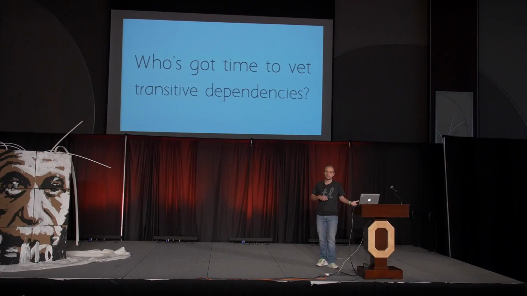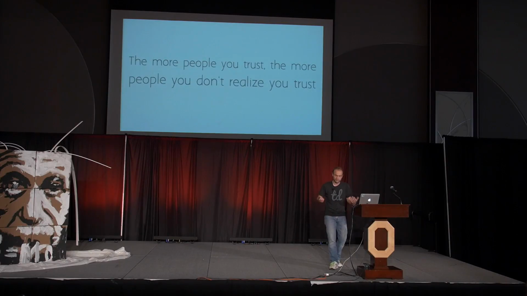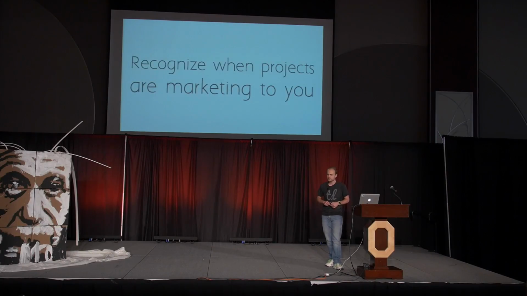And that's all just explicit stuff. No one has time to vet transitive dependencies, even though, granted, the more people you trust, the more people you don't even realize that you're trusting or that you're trusting indirectly. I think it's important to understand open source's marketing so that we can all identify when we're being marketed to. Marketing is not inherently good or bad. I market all the time.